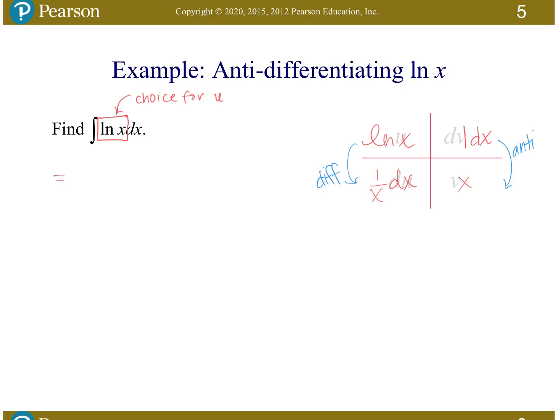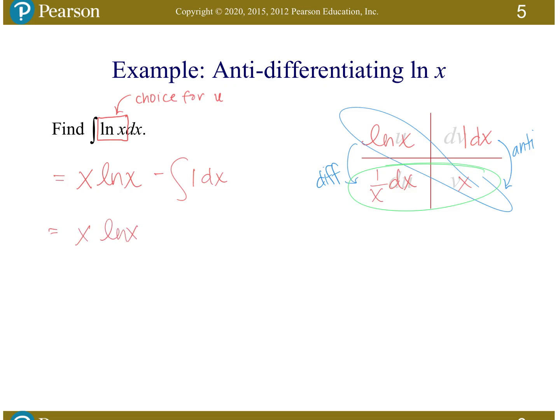So I look at the combination. That would be x ln x. So that's my diagonal combination of u and v. And then minus the integral of the product of 1 over x dx and x, which is 1 dx. And that part should have an antiderivative, which is minus x, and then the constant of integration. And I could check that again. If I retook the derivative, that derivative should simplify down to just being ln x.